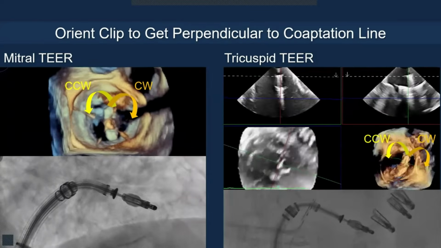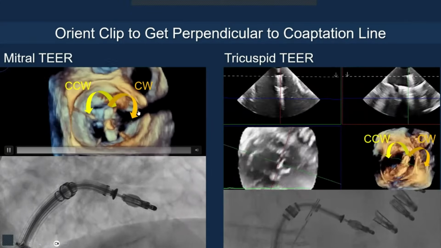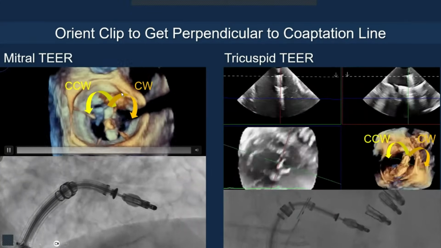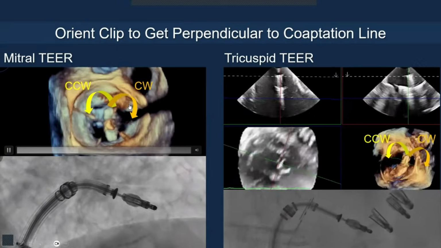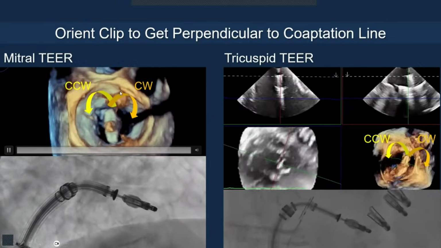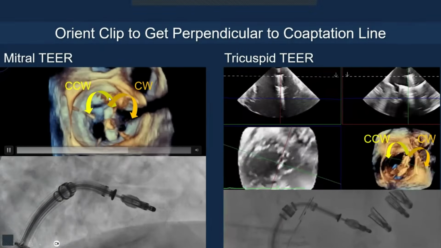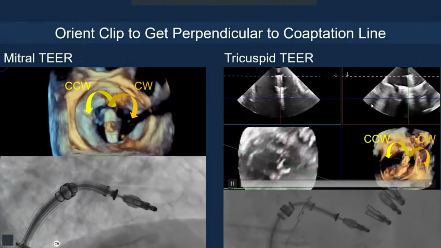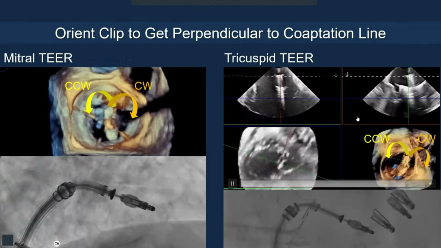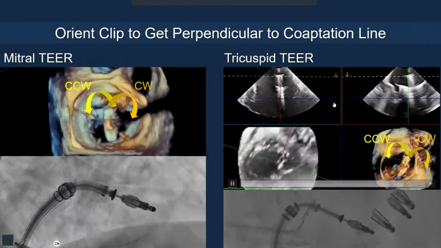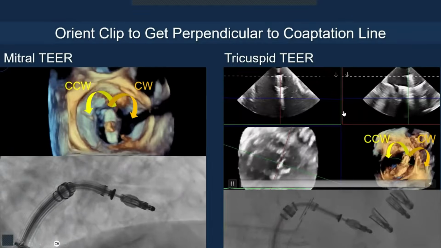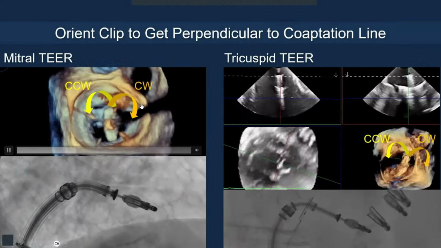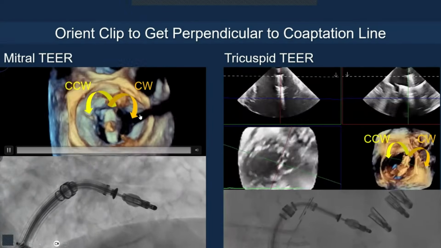Now, next on the 3D en face view, you orient the clip perpendicular to the coaptation line, here for optimal orientation for grasping. In mitral TEER, you use the bicommissural, then the LVOT, and then you recreate this 3D en face view or 3D MPR view. In tricuspid TEER, you use RV inflow, then the grasping view, and then you can create your 3D MPR that way, or you use the transgastric short axis to identify the orientation. Rotate the CD fastener handle clockwise or counterclockwise to optimize the clip orientation.